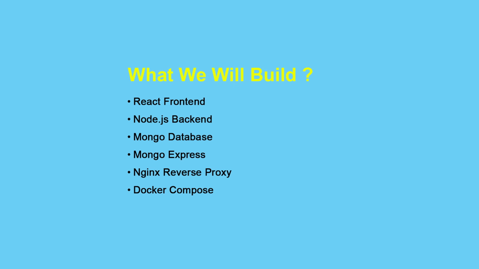Our application contains several different services. We have a React.js frontend for the user interface, a Node.js and Express backend for our API, MongoDB as our database, and Mongo Express for managing the database through a web interface. Each part of our application will run inside its own Docker container, and Docker Compose will help us manage all of these containers together.